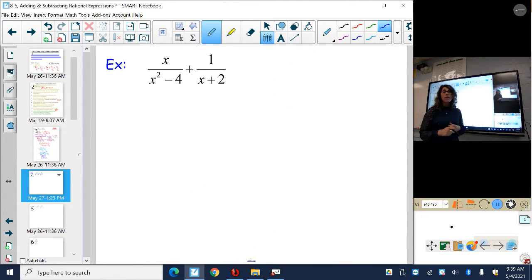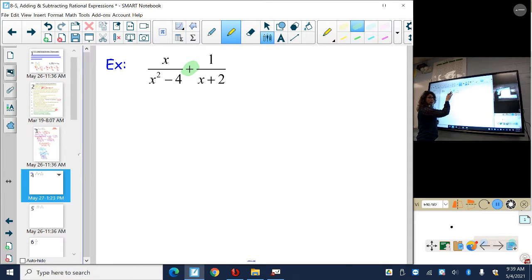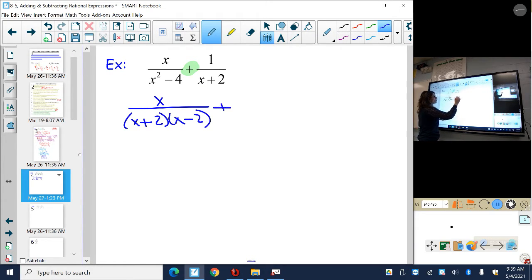New example. Very first thing that we're going to do is we're going to find the denominator. We're going to factor into 2 binomials. First, I check to see, is this attached by addition or subtraction? It's attached by addition. So all I'm going to do is factor this into 2 binomials. This is the difference of squares.